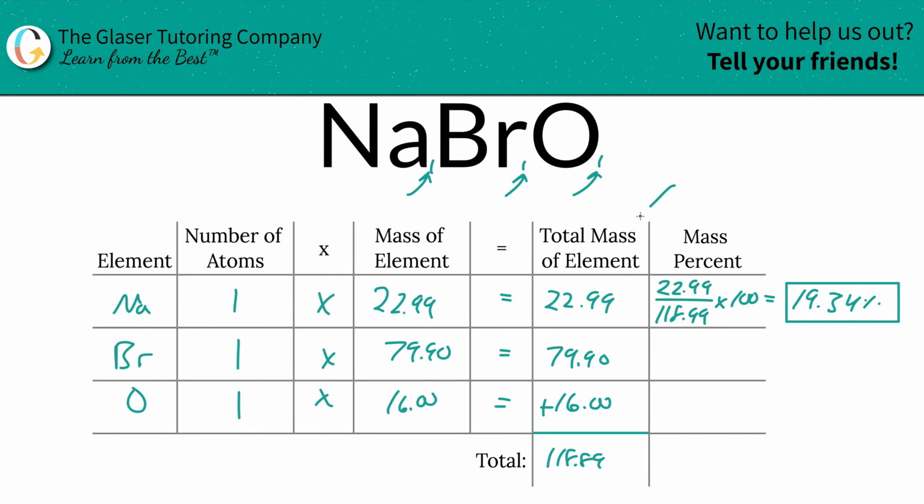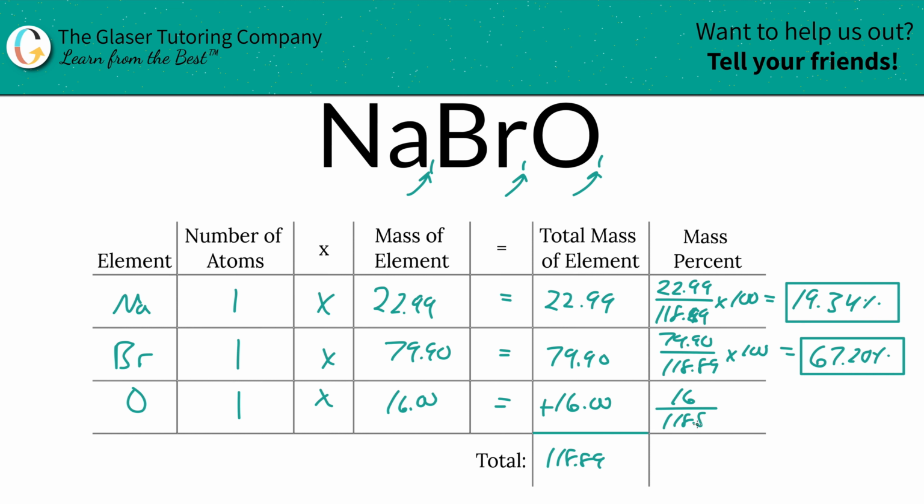Same thing now we're going to do to bromine. Take the total mass of the bromine, so you're only looking at this column now. That's how the table will help you, and you can use this table for any problem you like. So 79.90 divided by 118.89, and then multiply that by 100. And that should be an 89 up there, I just realized. Okay, good. And this is going to be 67.20.